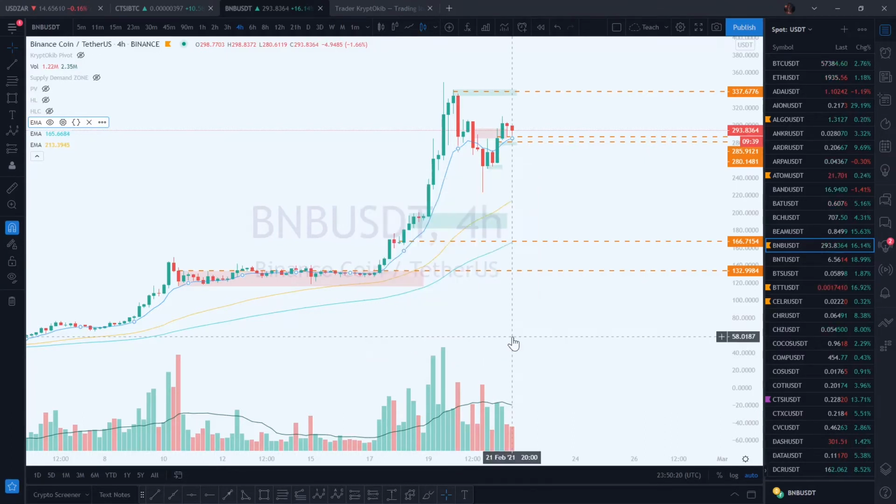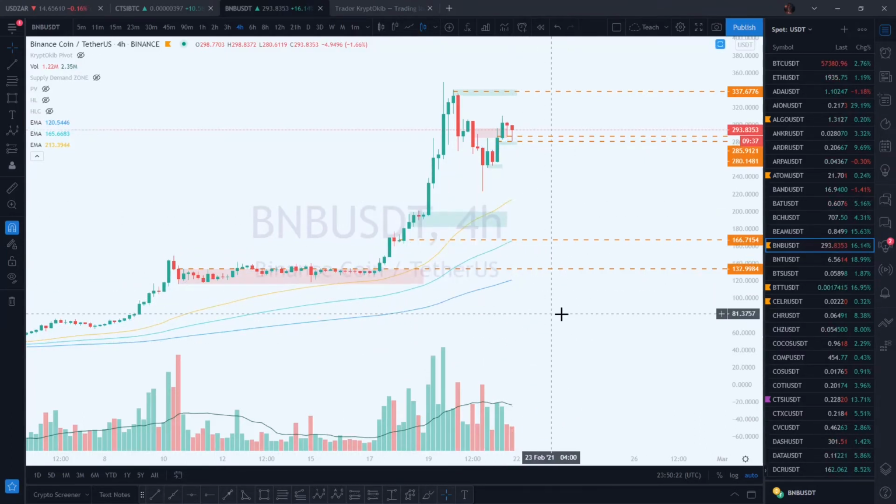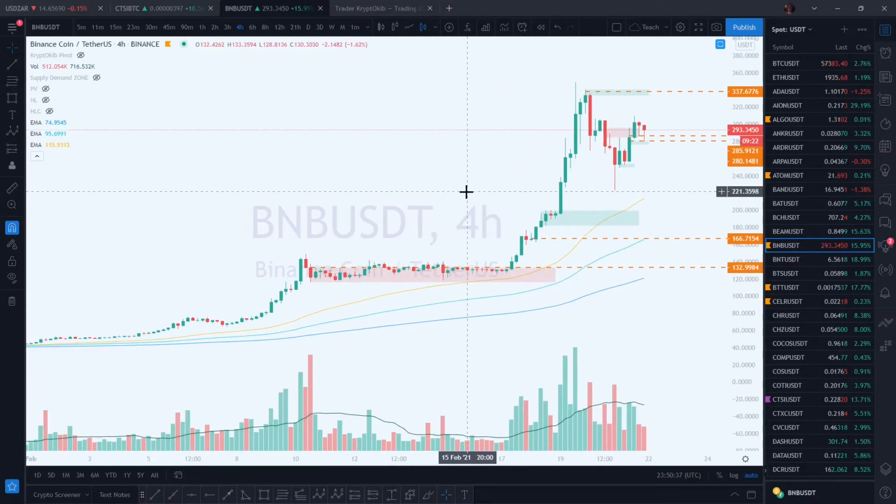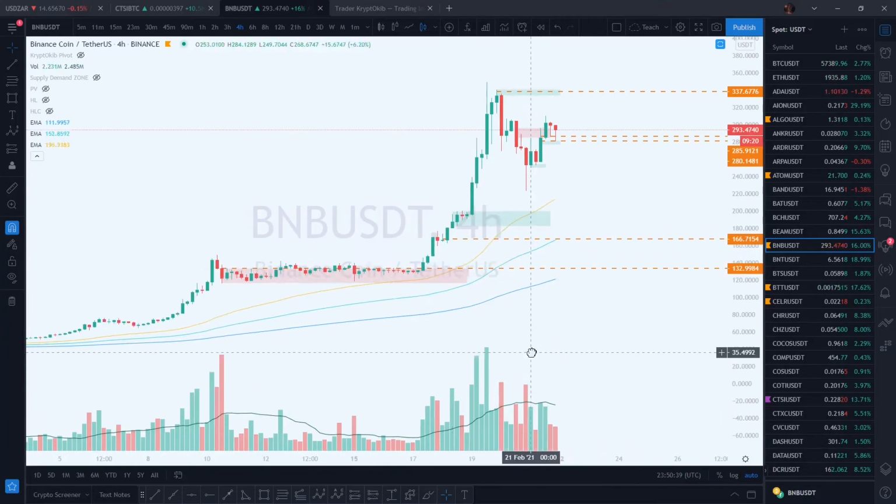Most people use this with a simple moving average. As you can see, this yellow one is the 50. This kind of blue is the 100, and the third one is the 200 day. Now, looking at these EMAs alone, we can see that price is currently in an uptrend.